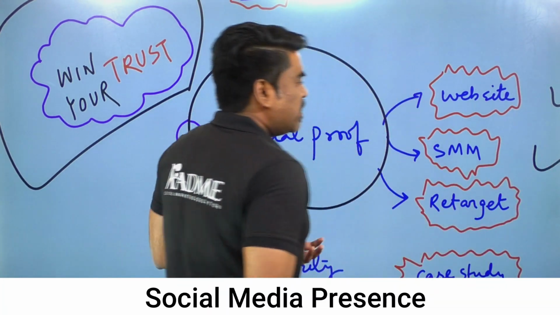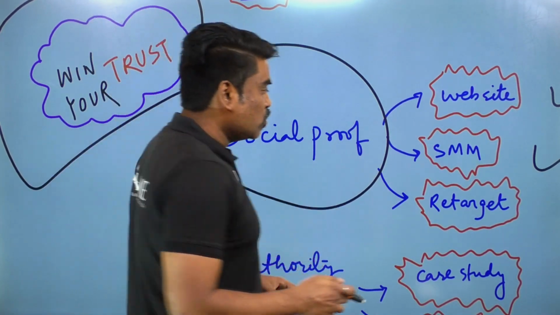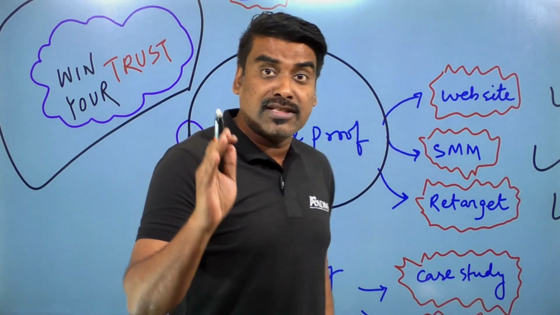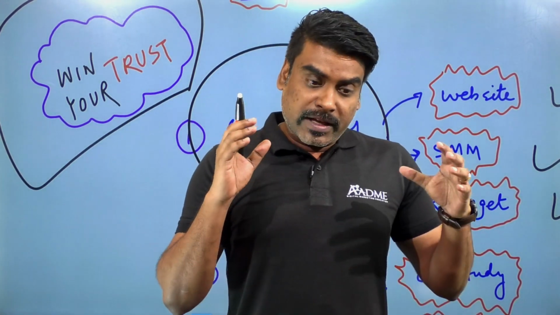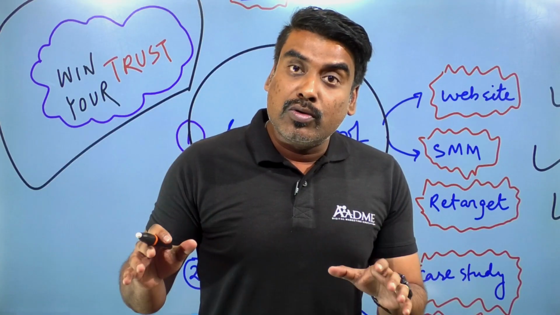Well, how is your social media presence? Are you super active? Are you sharing informative content on social media? How active are you on social media? And are you retargeting them? Trust me, guys, you need to understand, unless and until your customer is interacting with you minimum 7 to 32 times, they are not going to buy from you.